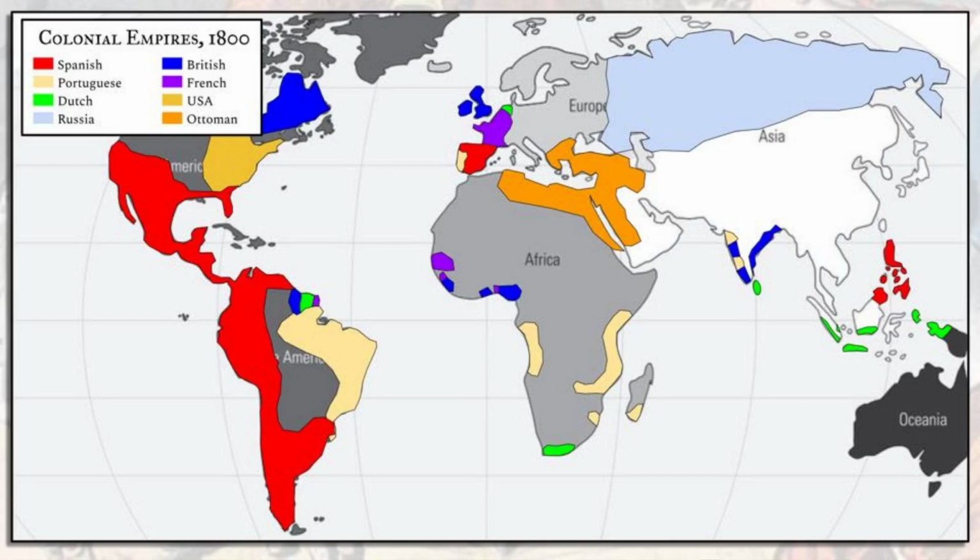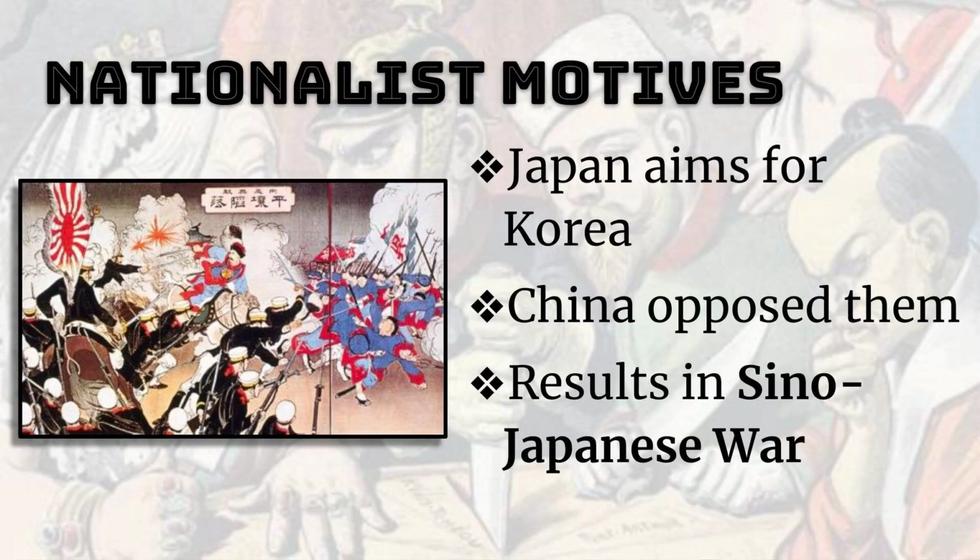Spain, once a leader in imperialism, had diminished power by the 19th century, though they still maintained overseas territories. Japan also asserted its nationalist pride through conflicts with China, causing the Sino-Japanese War, which resulted in Japan's control of Korea and Taiwan.